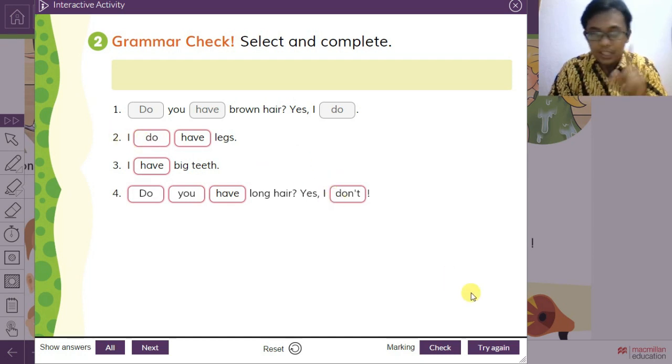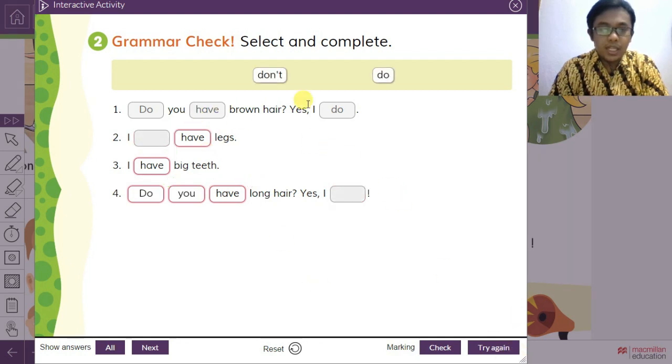Nah, kita coba cek kalau nggak percaya. See, so this one is wrong. This one is wrong also. Let's try again. Nah, kan kembali lagi. Number 2 berarti I don't have. Number 4, yes, I do.